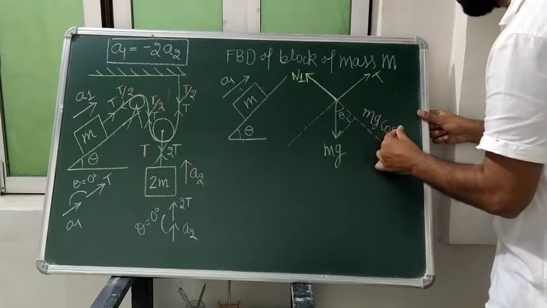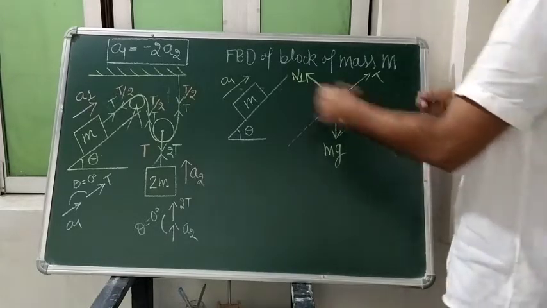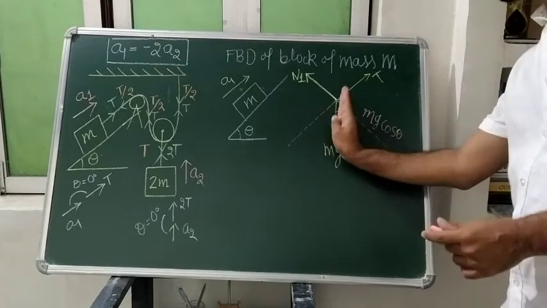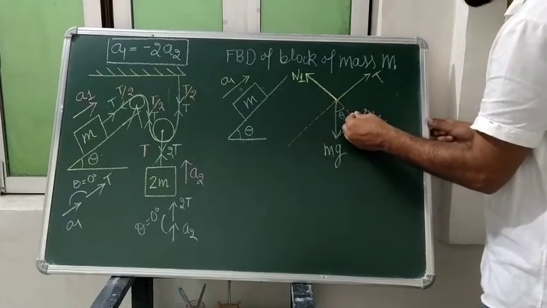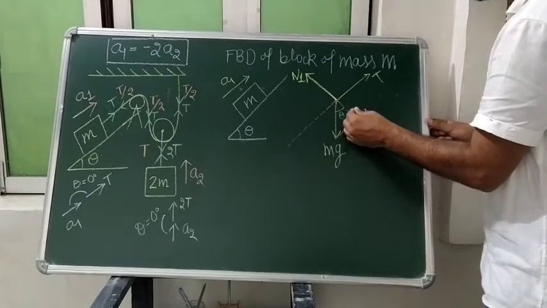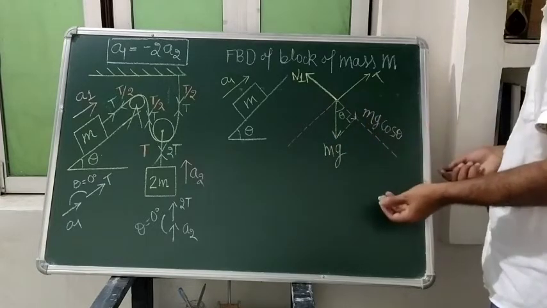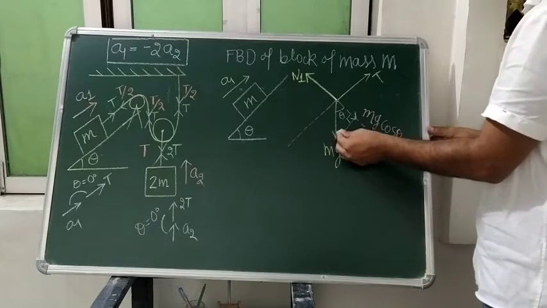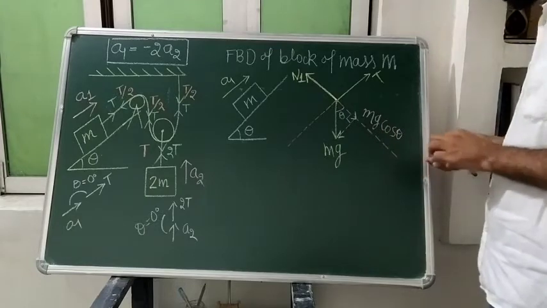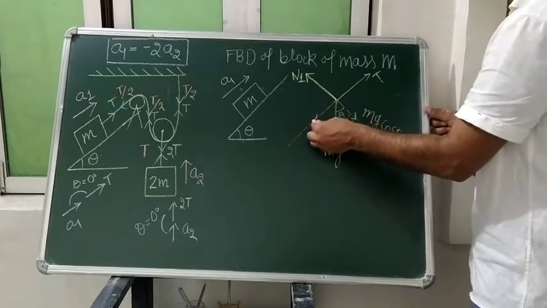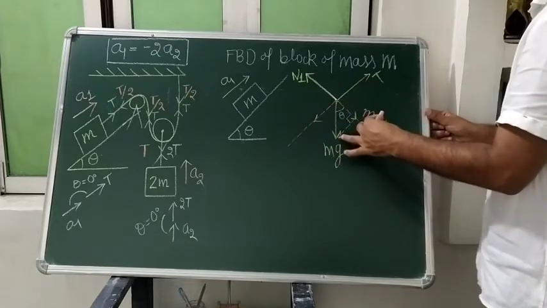And where should be the direction? Note, some students will make a different direction. Of course, when you are resolving this mg on this base side, the direction should come in this direction, isn't it? That you will keep in your mind. And of course, when you resolve it perpendicular to the contact surface, here mg sin theta is going to come, and that will be in this direction. We can shift the vector, so I am shifting this. This will be base, this will be perpendicular.